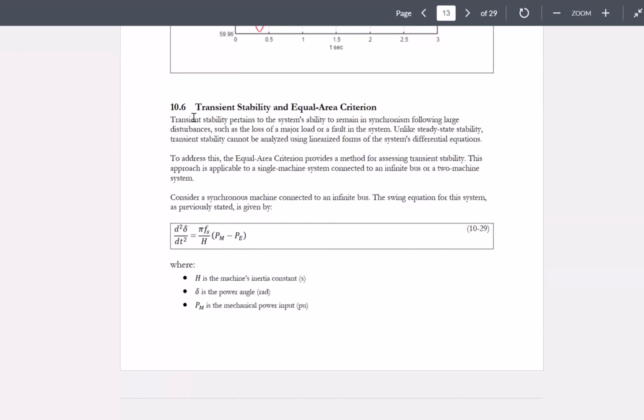When we're talking about transient stability, we're talking about big changes in the system, like one generator goes out, or one transmission line goes out, or there is a fault in a transmission line, these types of changes. The swing equation here has PM and PE on its two sides. PM is the mechanical power and PE is the electric power. Once these two are equal to each other, based on this swing equation, delta would be constant, right?